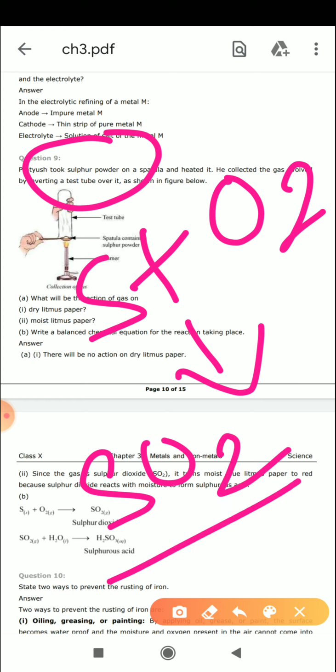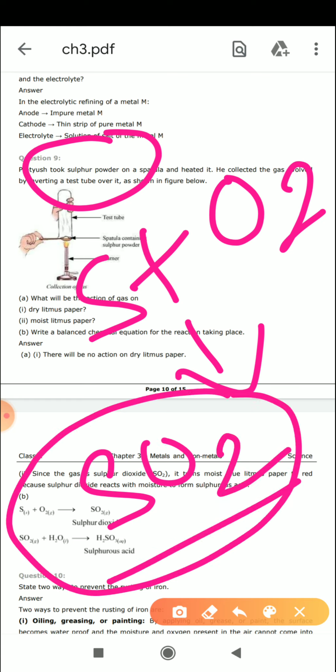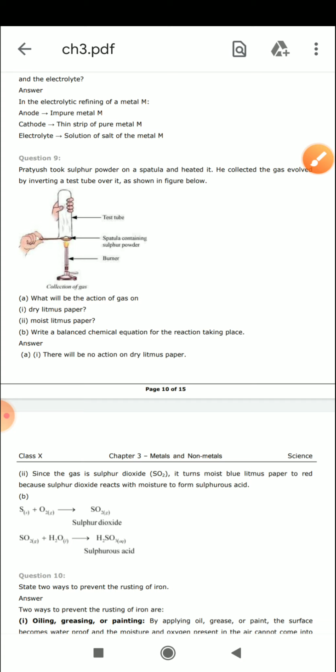Fine. Now when we are talking about sulfur dioxide, as you know, sulfur is a non-metal, so non-metal oxides are acidic in nature. So this gas will be acidic in nature. That much you should know about the question, then we will go further. Now what does the question ask? What will be the action of the gas on dry litmus paper and moist litmus paper?